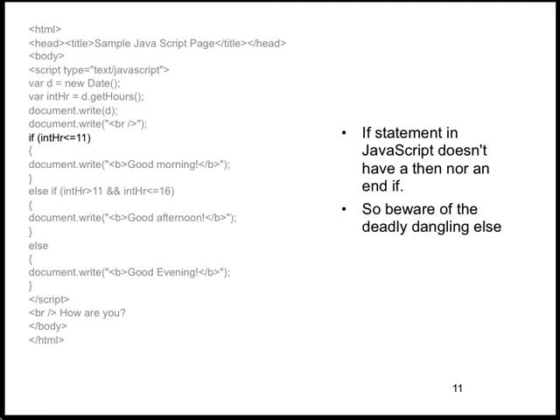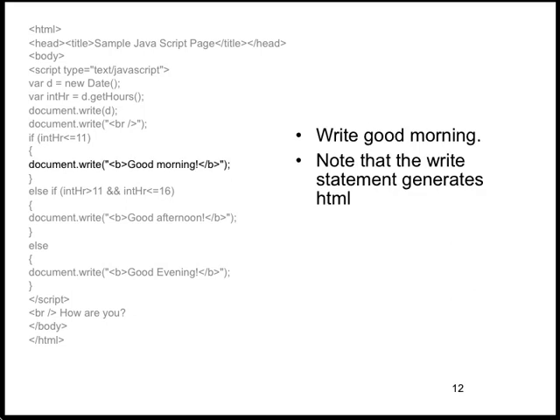So you have a Boolean condition, and you must put it in brackets. So here we're saying if hours is less than or equal to 11, and it has to be in brackets like that. And then you can see there we have an open bracket, we have what we're going to do if that condition is true, and then you have a closed bracket. So it's saying document.write good morning, and you can see there that it's outputting good morning, but it's also wrapping it in a bold tag.